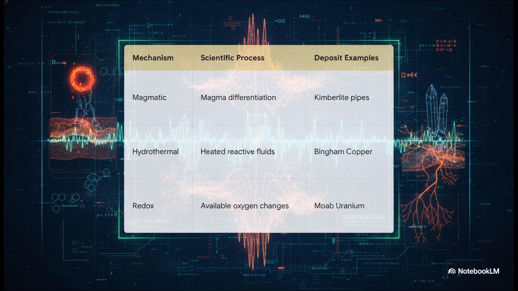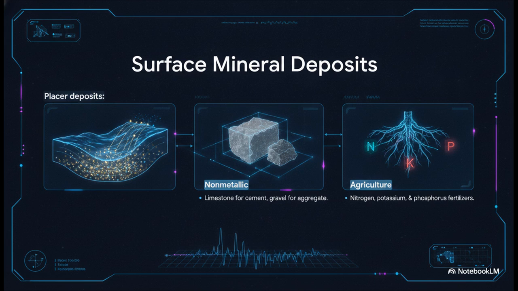This is where superheated, reactive fluids dissolve and then precipitate minerals. It's the fluid dynamic process behind the massive Bingham Canyon porphyry copper deposit and those crazy deep ocean black smokers. Finally, we have redox reactions. These work through changes in available oxygen to precipitate elements like uranium, which you can famously find in the groundwater systems around Moab, Utah. But it's not all happening in the fiery depths, right?